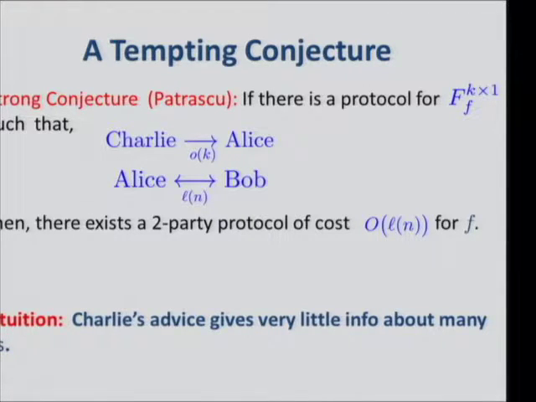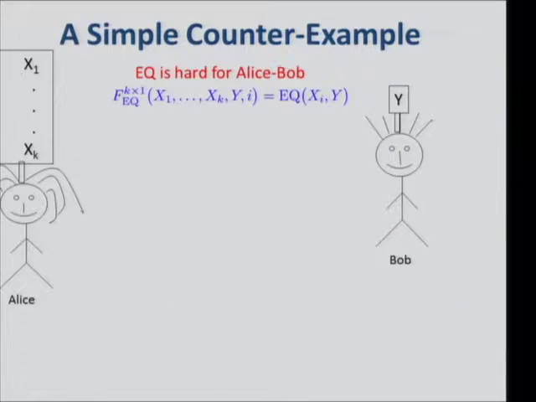And so Patrascu's conjecture, the strong form, in his conjecture, he didn't specify whether he was making this conjecture for deterministic protocols or for randomized protocols. In fact, this conjecture is interesting for both models. Turns out that for deterministic, it's quite simple to come up with a counterexample to this conjecture. And it's our old friend, equality. So again, assume that small f is equality, it's of course deterministically very hard for Alice and Bob.